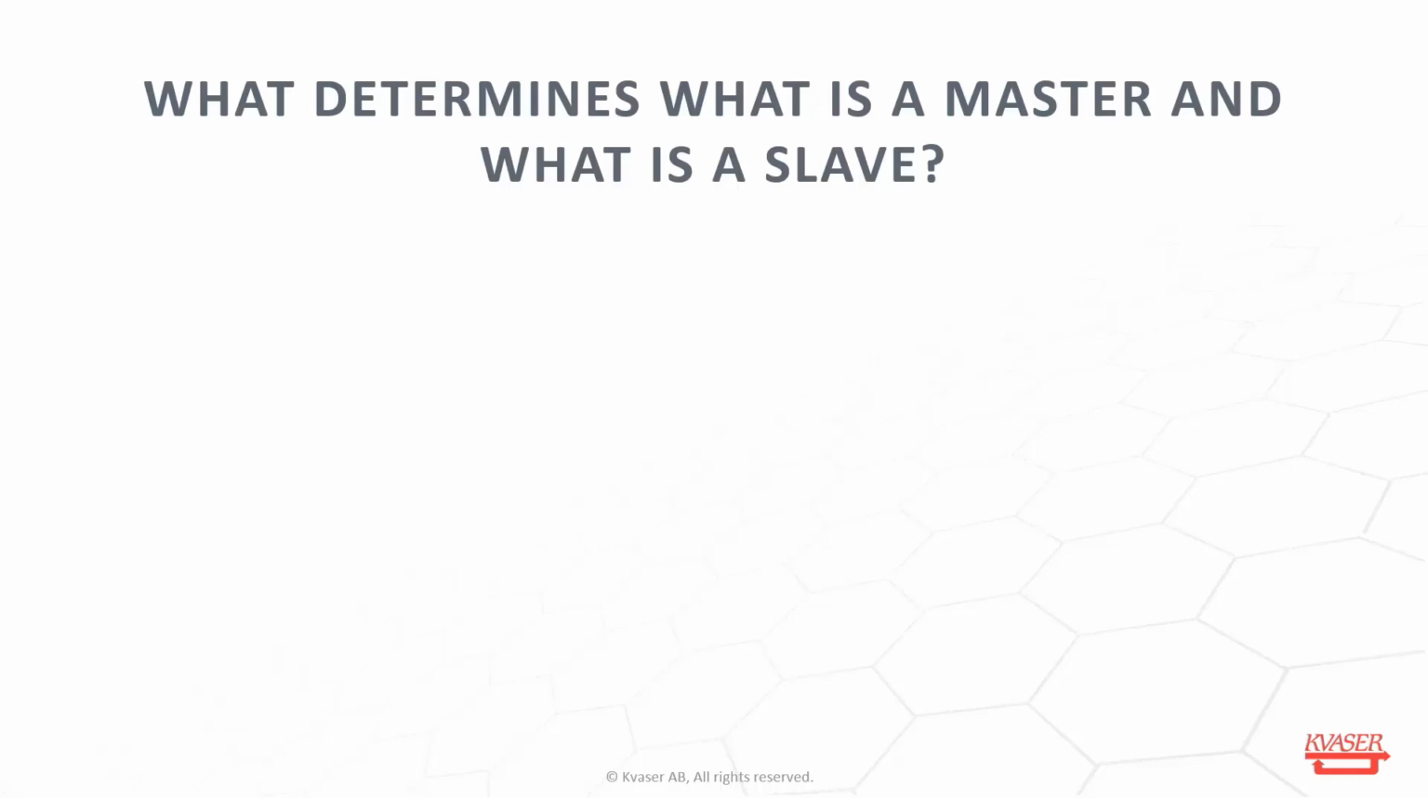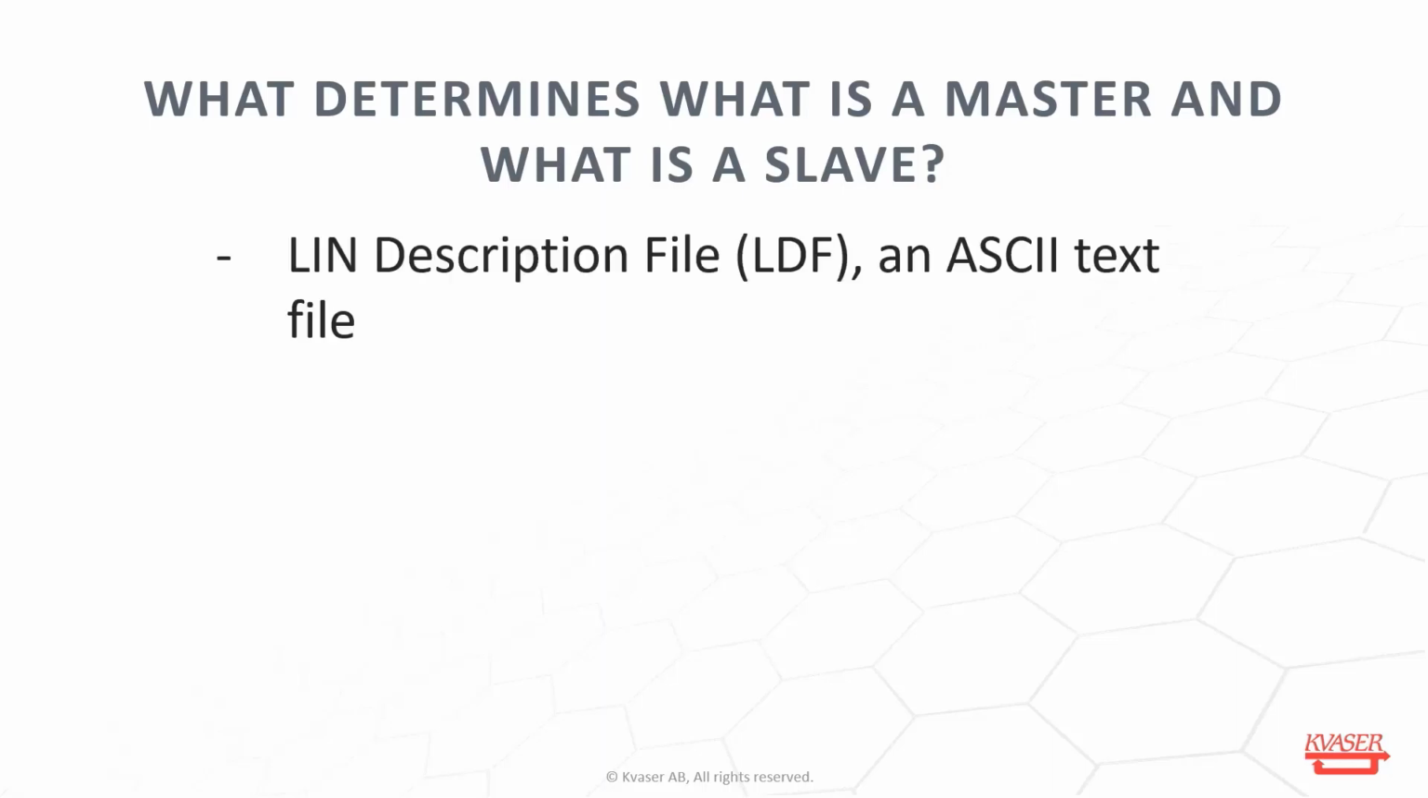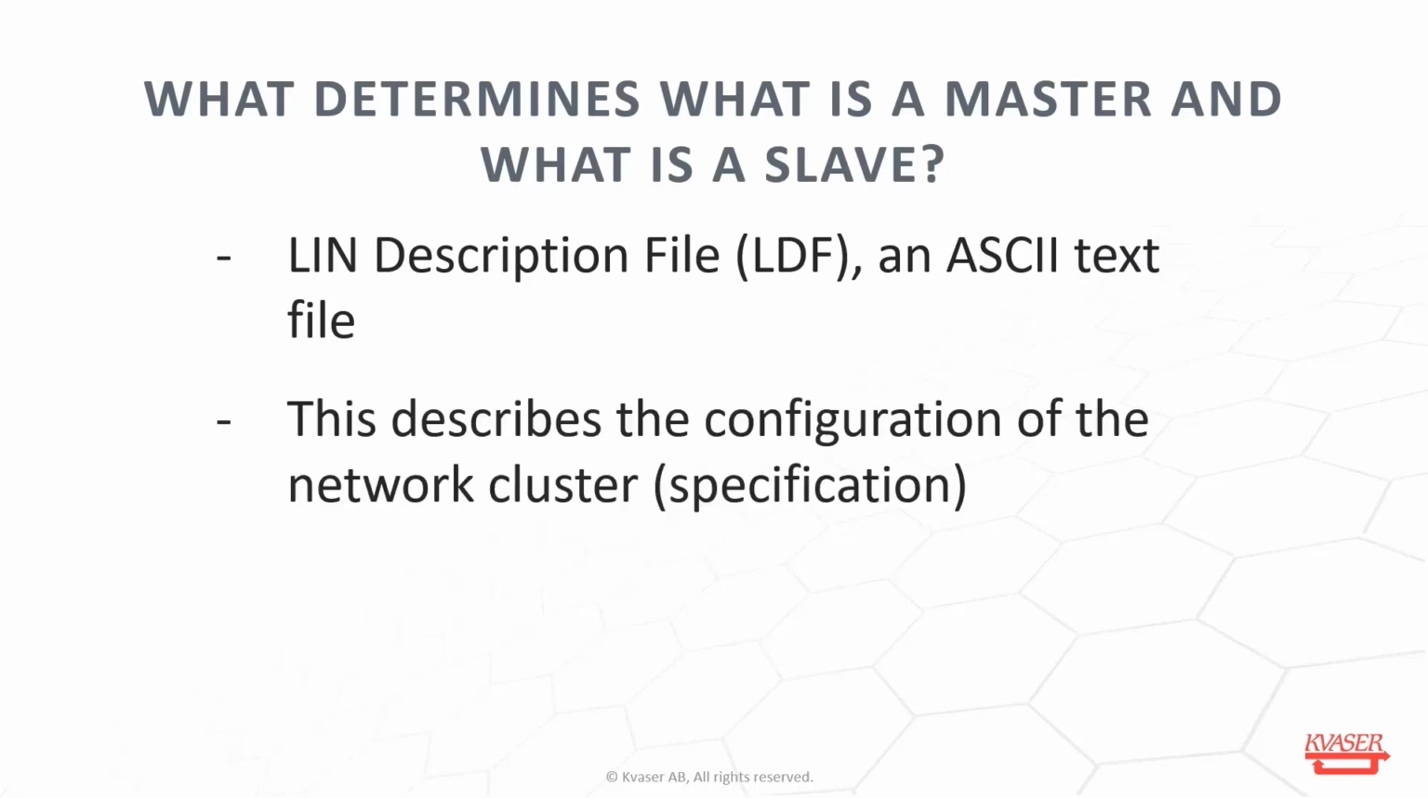So on the LIN bus, how does it know what node is a master and what node is a slave? It uses the LIN description file. The LDF is a simple text file that is used to describe the system, so we know what nodes are on the cluster, the rate of communication, etc. This is normally processed by a tool to generate the configuration for a LIN device driver. This file is what tells the node or the nodes what it's going to be doing.